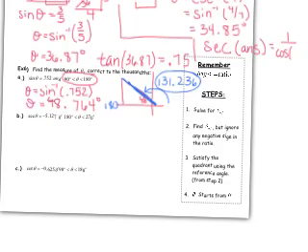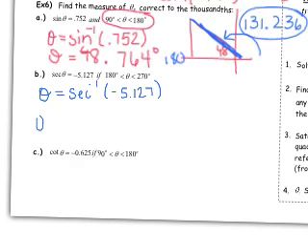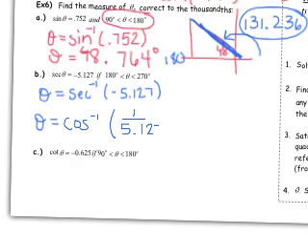So example B is a lot harder because you have to go through that step of ignoring the negative sign. So theta equals secant inverse negative 5.127. I can't use secant, and I also don't want this negative sign. So I'm going to change this to cosine inverse of 1 over positive 5.127. By doing this, I am finding theta ref.